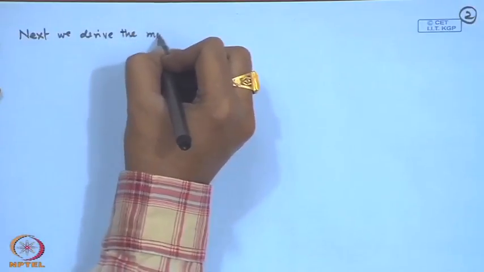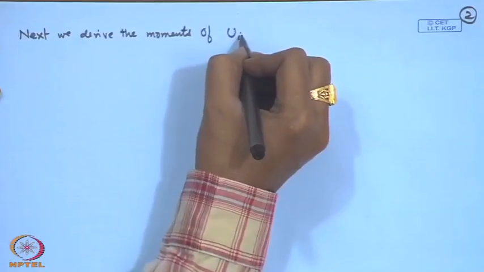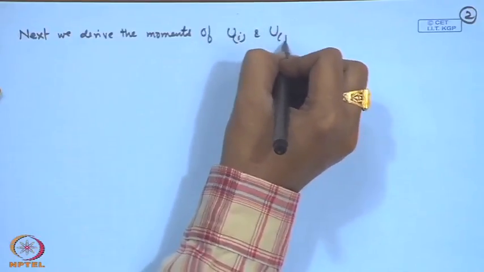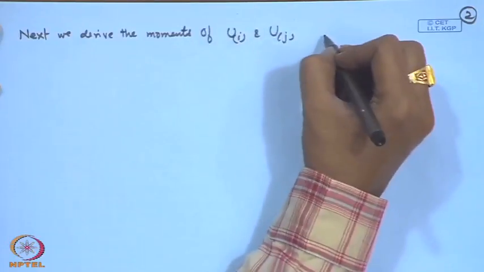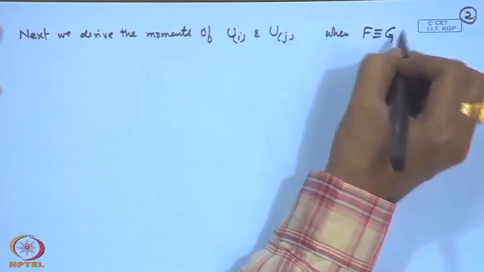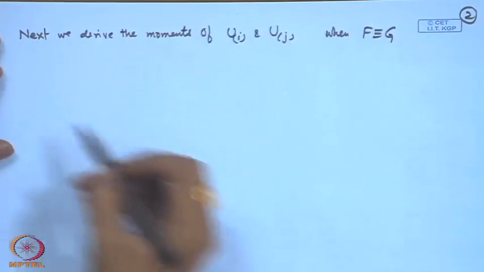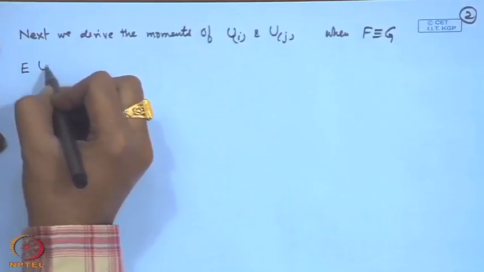We derive the moments of U_i and U_j. Of course, we consider the case when F is equal to G. When F is not equal to G, only expressions can be written, but here we can derive the exact values.